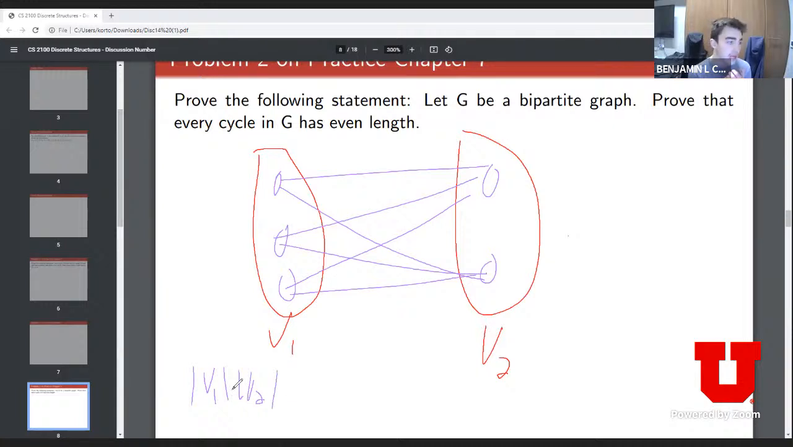This should be intuitive, because for every vertex in group V1, there has to be an edge to each vertex in group V2. And that is just multiplication. So if we want to know how many edges are in a complete bipartite graph, you multiply the cardinality of the two sets together.